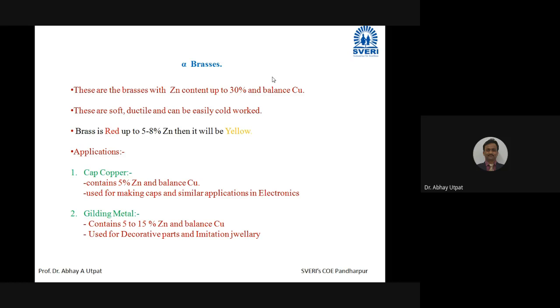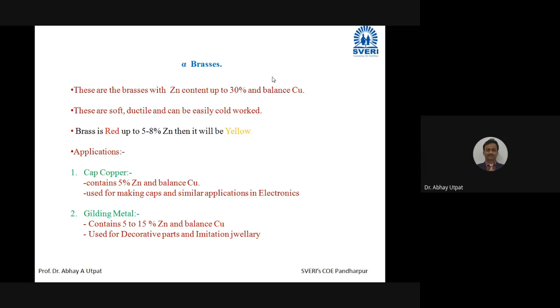Now, what is the meaning of cap? Actually, cap is a cap-shaped small electronic component. You might have seen the big machineries, PCB boards, where small electronic components are there. A small cap-shaped connector is made up of copper, which is not pure copper, 5% zinc is added. If you use pure copper, there may be chances of oxidation. That's why if you add this 5% zinc, it becomes brass. It is called cap copper: 5% zinc and balance copper, used for making caps and similar applications in electronics.